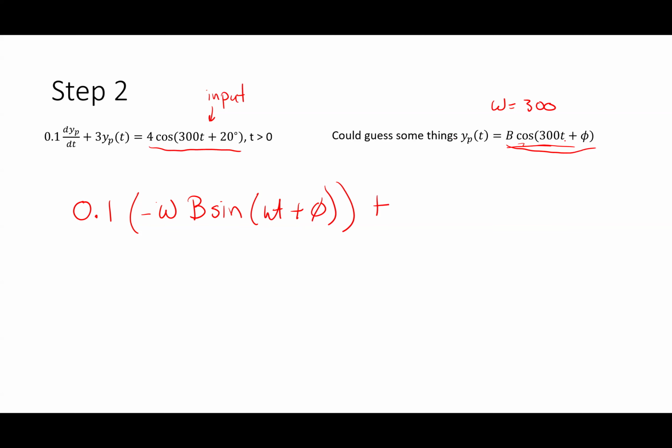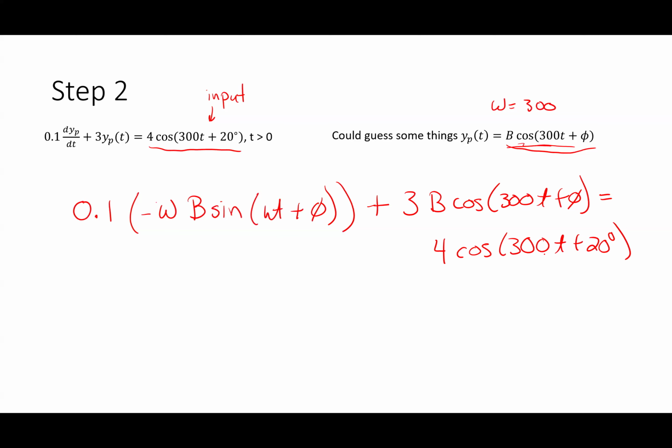I'm skipping the derivative here. I just went straight to the derivative because I don't want to focus on this too much. 3 times b cosine of 300t plus phi equals 4 cosine of 300t plus 20 degrees. It's ugly. Just for the sake of argument, let's say that was 0 degrees. I'm going to get rid of that.